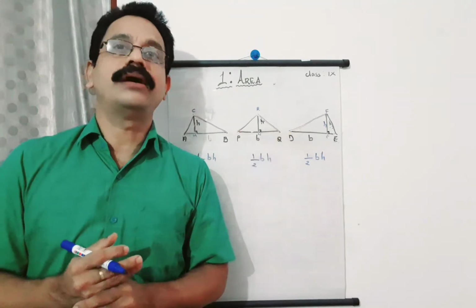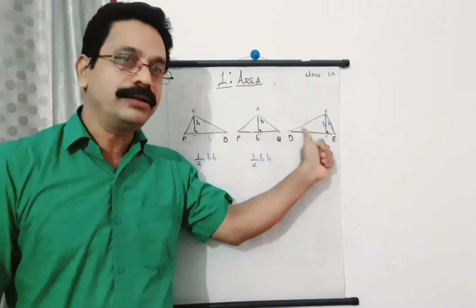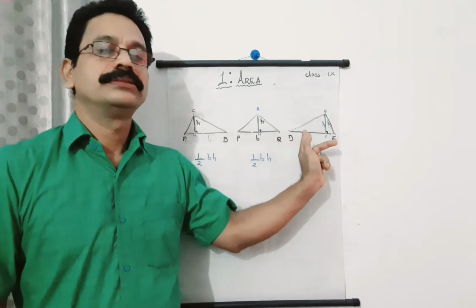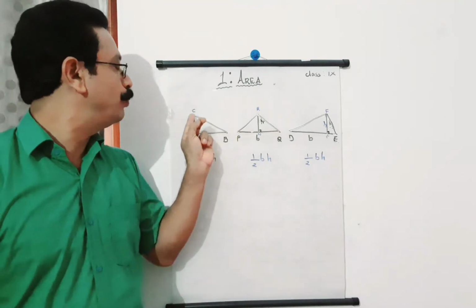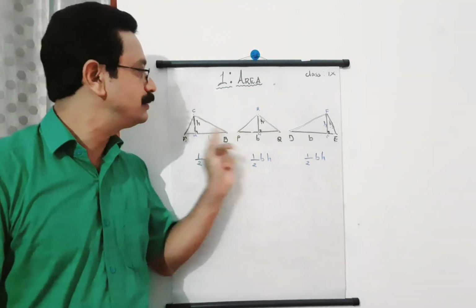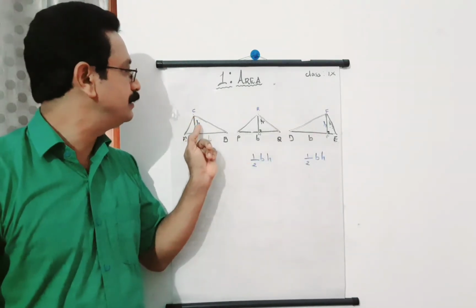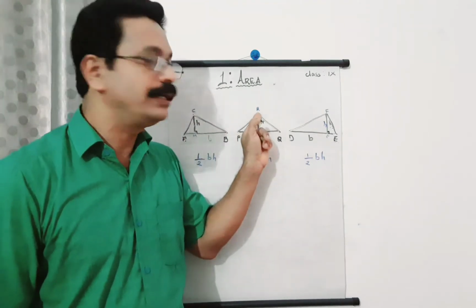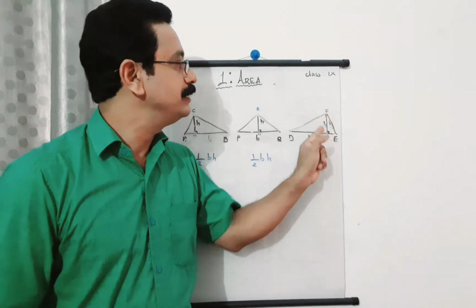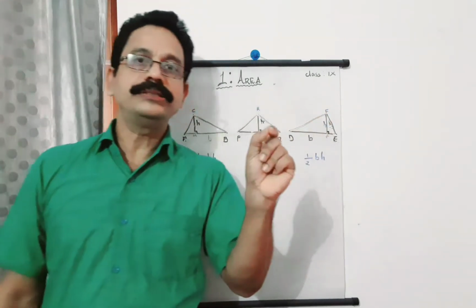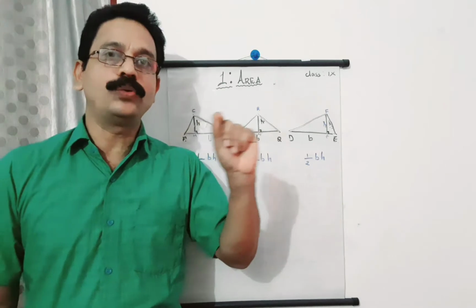Why their areas are same? Because each of these triangles are having same base. That is, their bases are equal and distance from opposite vertex to that bases are also equal. The distance from opposite vertex to this base is h. That is, if base and height are equal, then the triangles are of equal area.